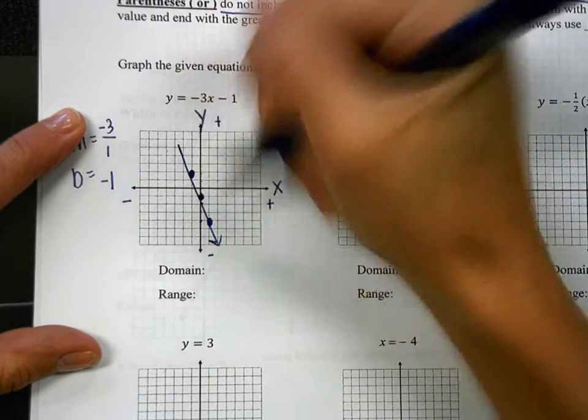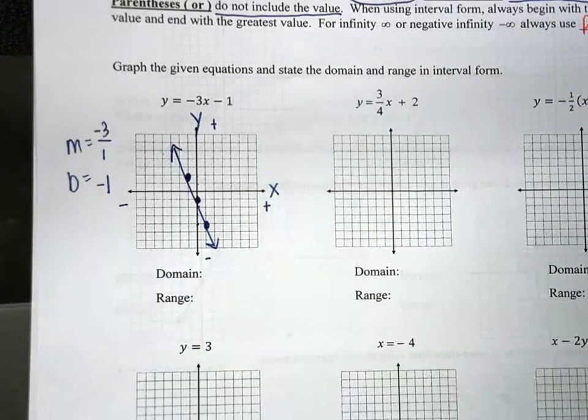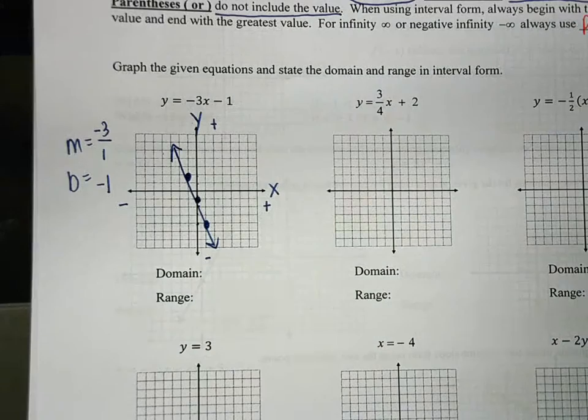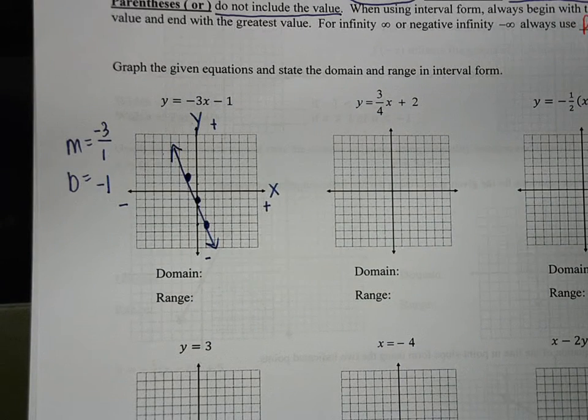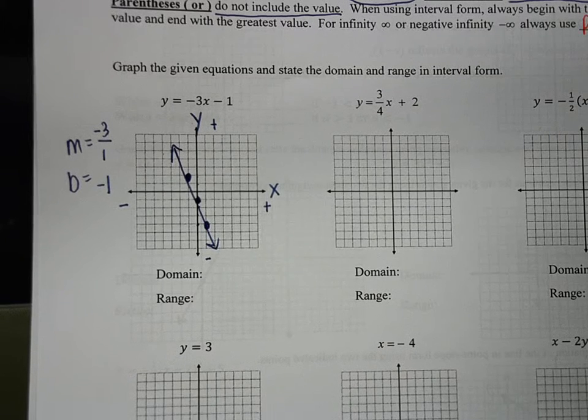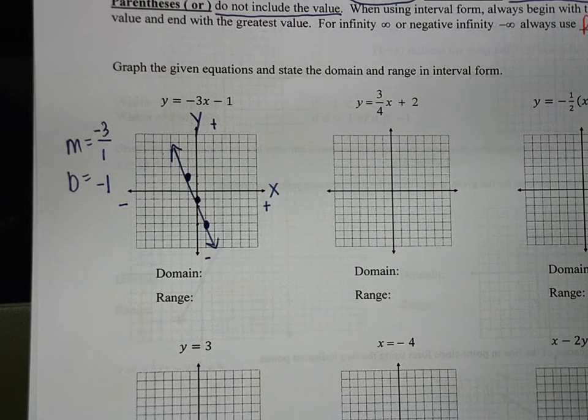If you want your lines to be perfect, you can use your ID card or borrow a ruler from me at any time during the lesson. If you want to go up and grab something, you can. Okay? All right, so the next thing we're talking about is domain and range.